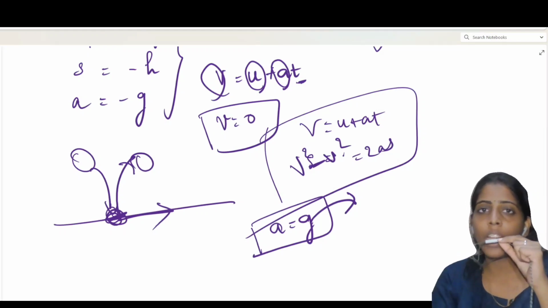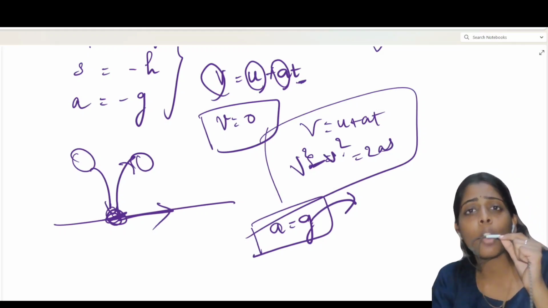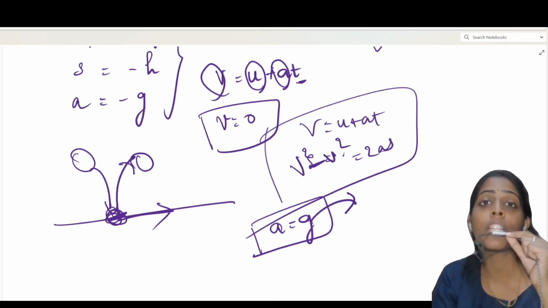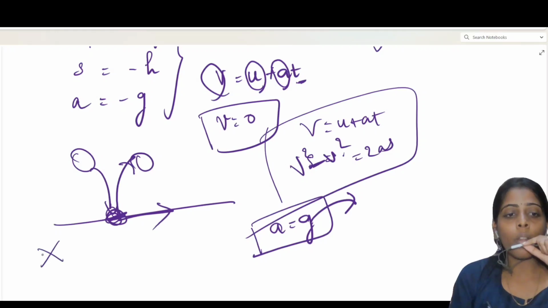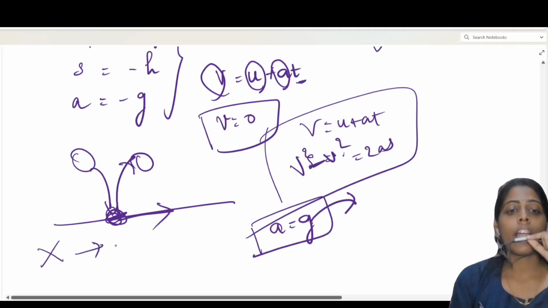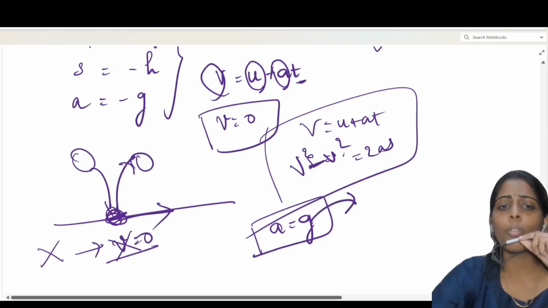So it is not right for us to consider that this acceleration is making my final velocity 0, because they have not mentioned it anywhere. It is wrong to consider that my final velocity is 0. So what can we do? How do we find the time now?